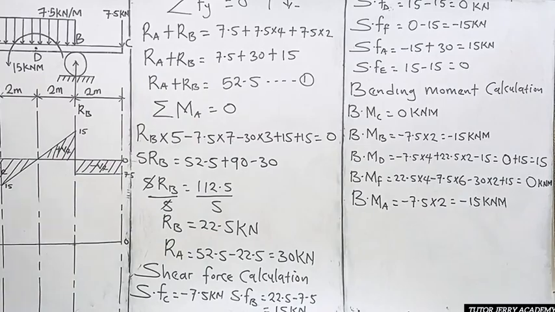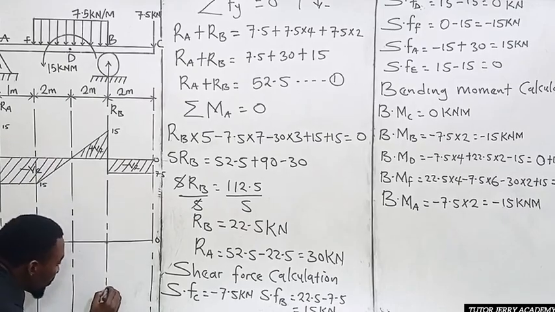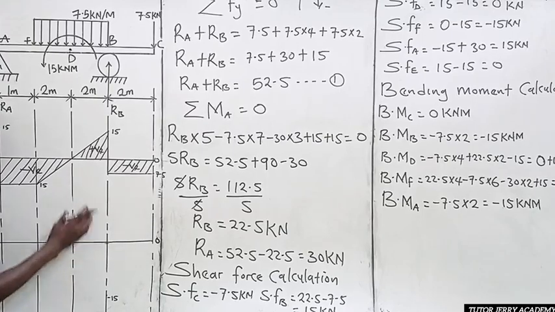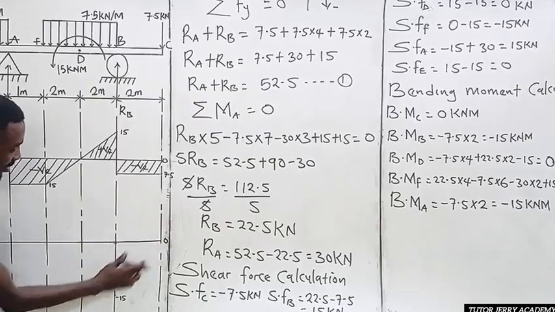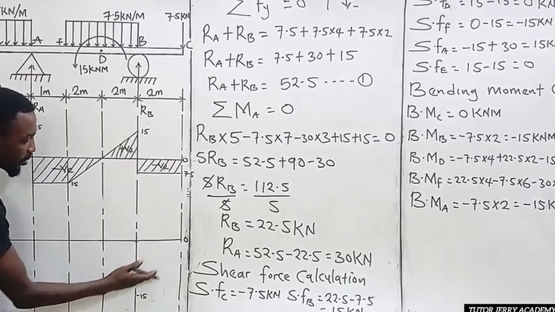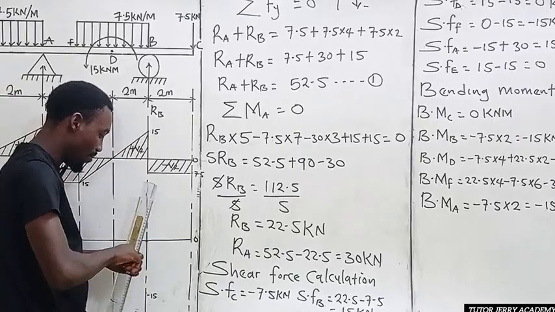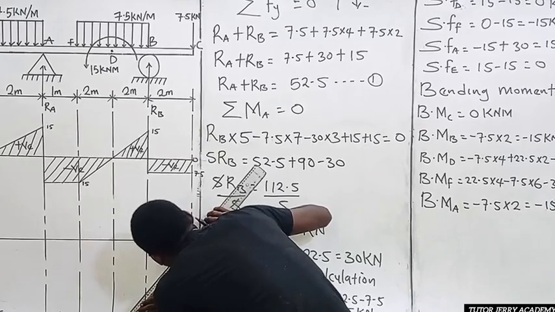All right. So let's take this down. Let's take this place to be our negative 15. So now this is our point B, which is negative 15. So we are going to join this line to this line. Every straight line in our shear force diagram will be replaced with an inclined line in our bending moment diagram. So let's join this point to this point.